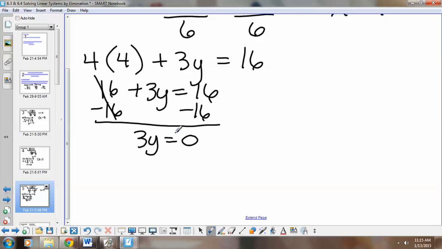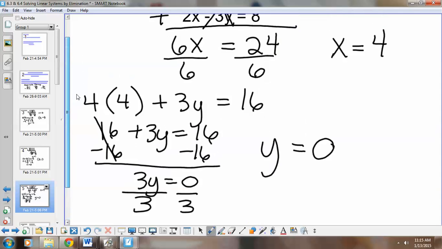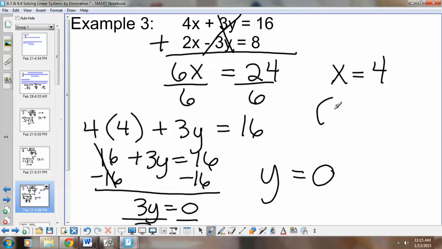How would you solve this equation? Divide by 3. So what is y? Not no solution. What's 0 divided by 3? 0. That's okay to have 0. So we have the ordered pair (4, 0).